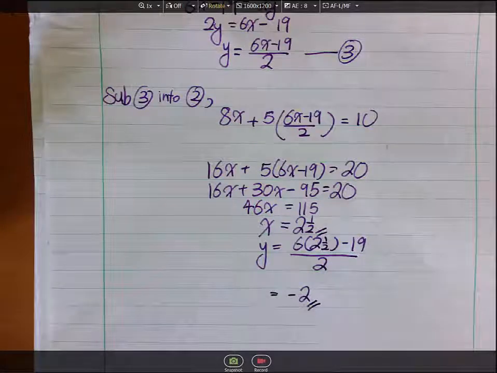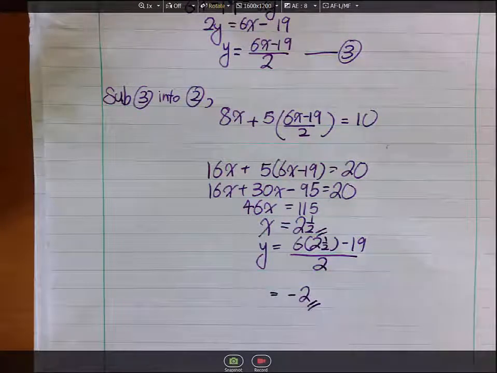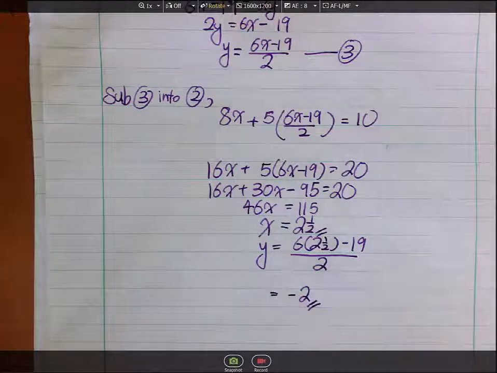And these conclude my examples for chapter 5.3. Okay, stay tuned for 5.4, the elimination method.